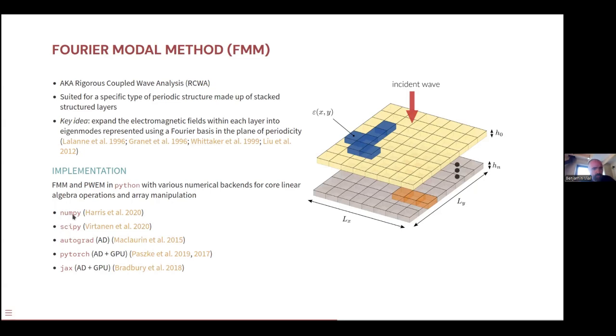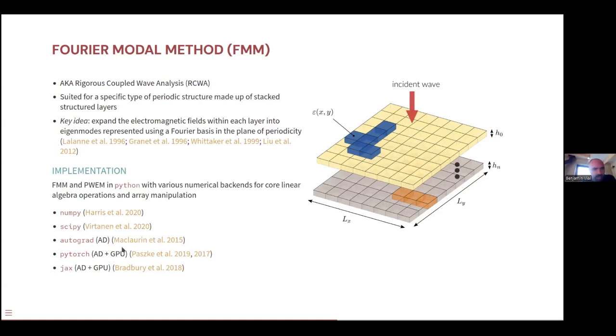So those are the two de facto libraries in Python to do scientific computing, let's say. And then Autograd is an extension of NumPy that adds automatic differentiation to most of the functions of NumPy. So if you want to use the automatic differentiation tools, you can switch to this backend. Then there's another backend, which is PyTorch, mostly developed for machine learning purposes, but that has as well automatic differentiation and also GPU acceleration.